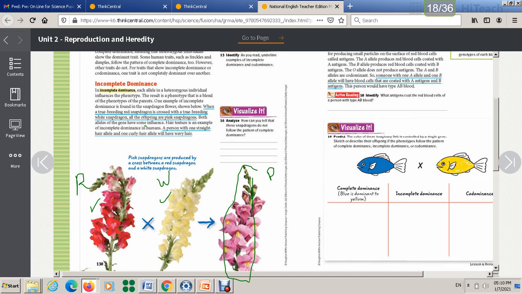For snapdragons, and for us as humans, we have hair texture, whether curly or straight. These are examples of incomplete dominance. If you have any question, you can send me. It's not hard, you just have to give examples of incomplete dominance to understand how the phenotype at the end is a mix of both. No one is dominant over the other, no one is recessive.